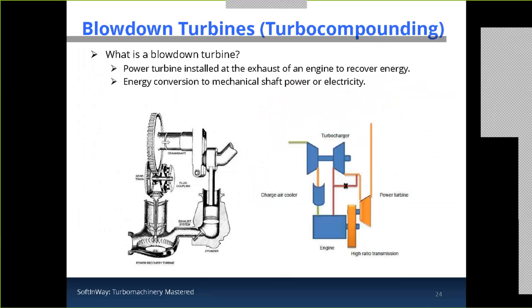So for example, here if we see a turbocharger, we have the engine, the compressor, the turbine, and here the exhaust is going to go through this power turbine, which can then bring mechanical work back to the engine, or for example power an electric battery.